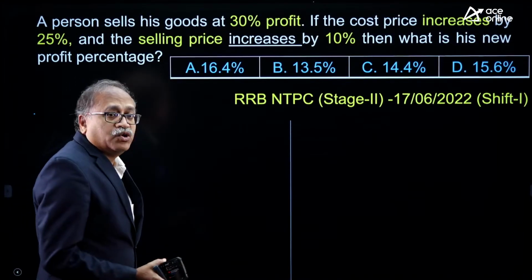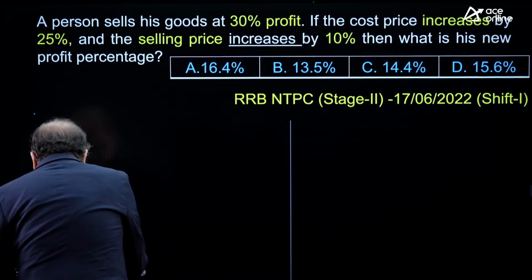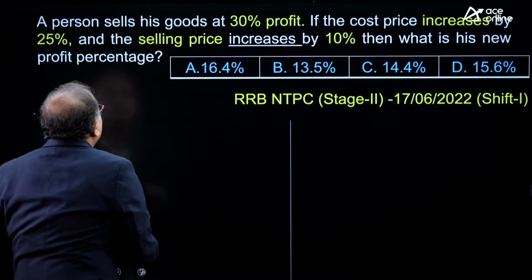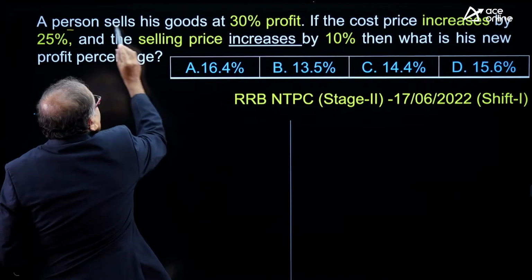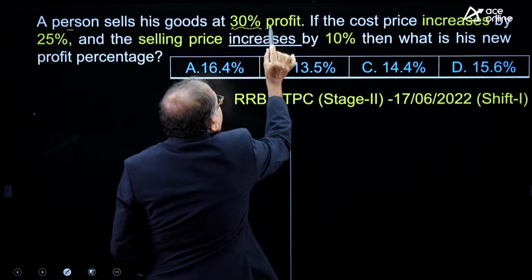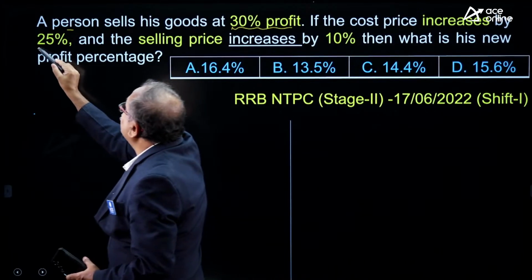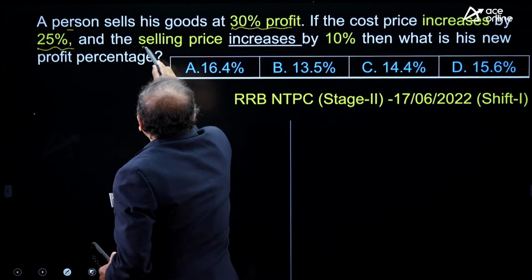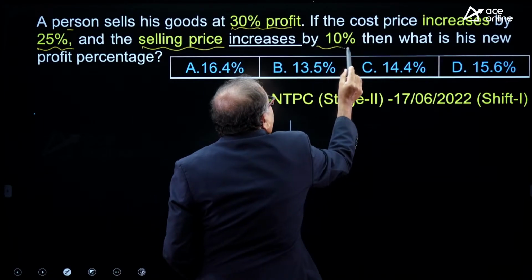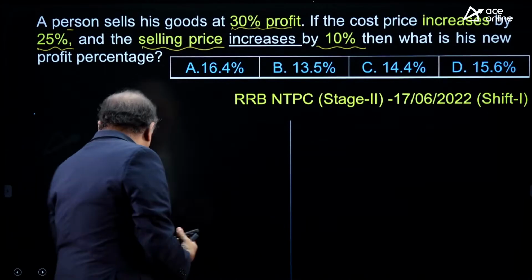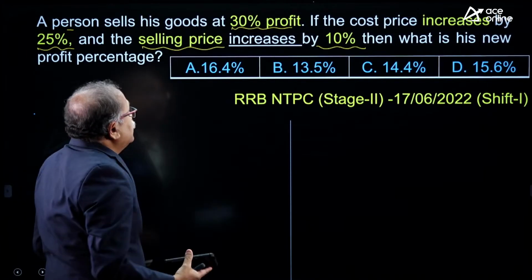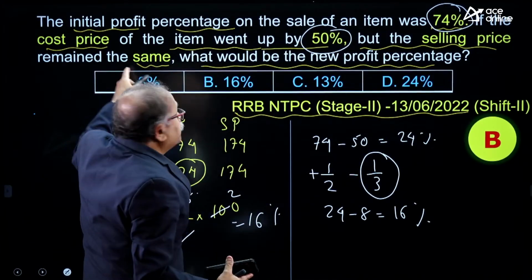Second question on the board. I will read the question first. All my dear friends, you are very close to the examination. A person sells the goods at 30% profit. The cost price is increased by 25% and the selling price is increased by 10%. Look at the previous question. The selling price was the same.